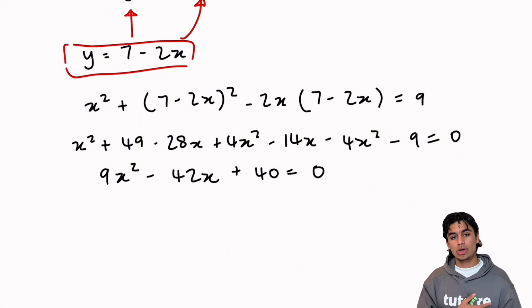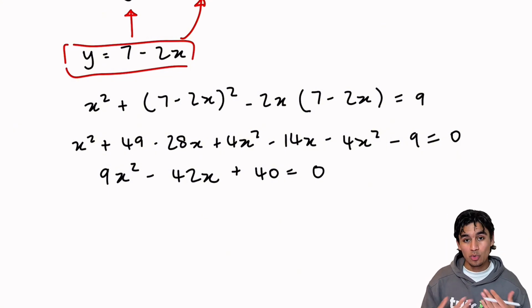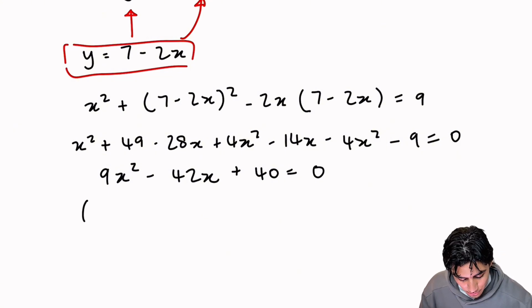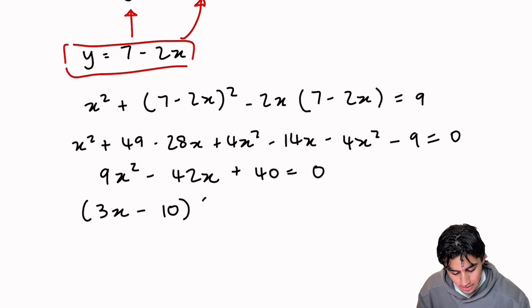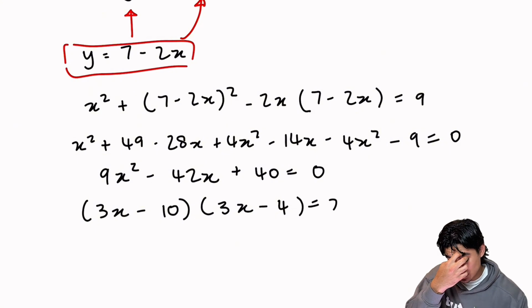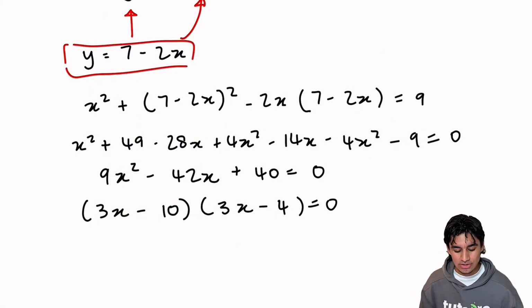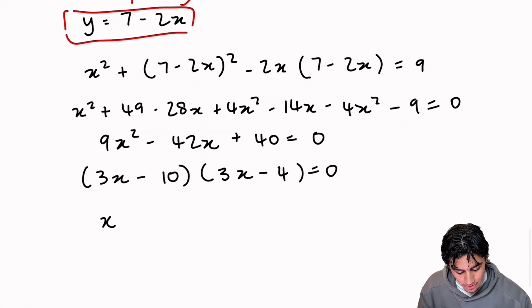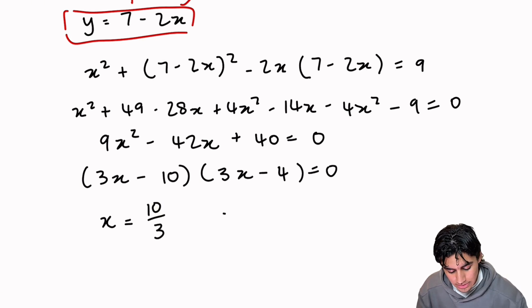So at this point, you can use the quadratic formula, but call me old-fashioned. I'm going to factorize it into (3x minus 10) and (3x minus 4). Of course, if you want to, just use the quadratic formula. I just actually enjoy factorizing. So then x is equal to 10 over 3, and x is equal to 4 over 3.